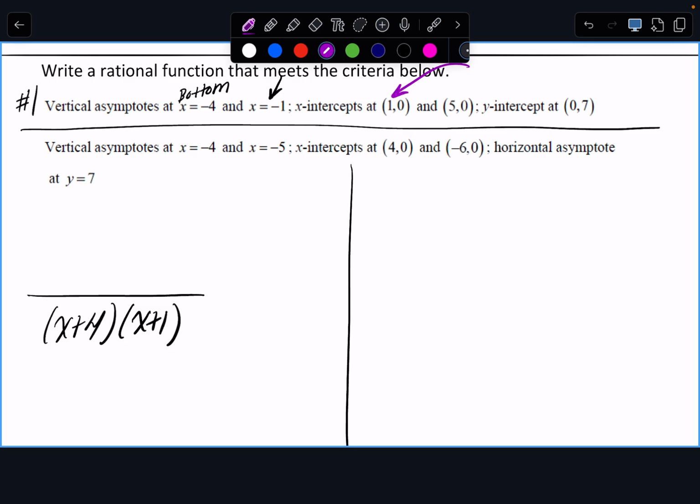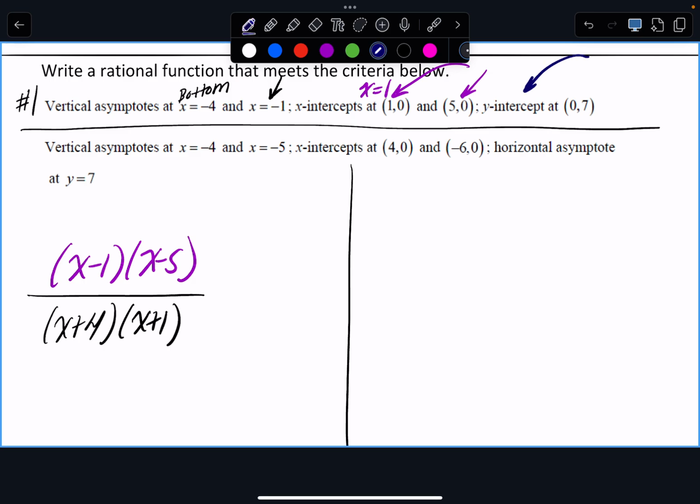Where are x-intercepts located, top or bottom? It's been the top the whole time. Remember, x-intercepts are from the top. So make sure you use x minus 1 because it was x equals 1. So it'd be x minus 1. This will be x minus 5. Now that would be a good answer, but then they threw in, we need our y-intercept to be 0, 7.